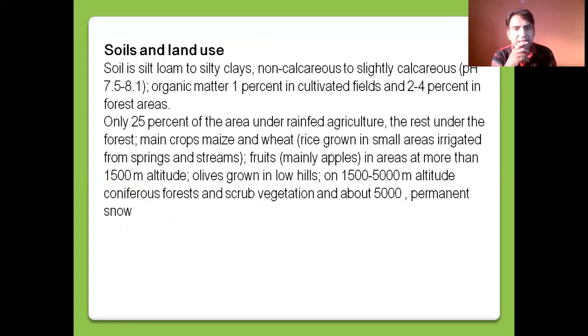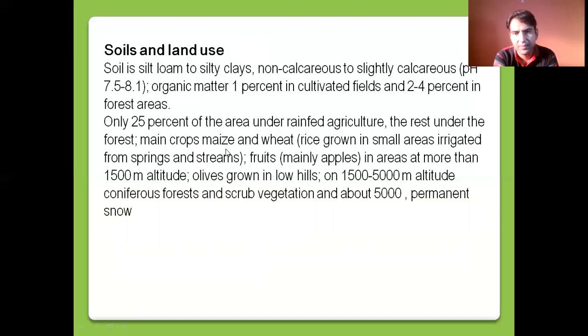Soil is silt, loamy, silt clay, non-calcareous to slightly calcareous. Organic matter is 1% in cultivated fields and 2.4% in the forest areas of Pakistan. Only 25% of the area is under rain-fed agriculture, and the rest is under forest.